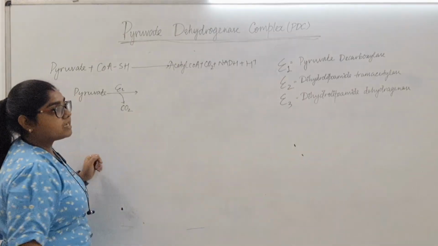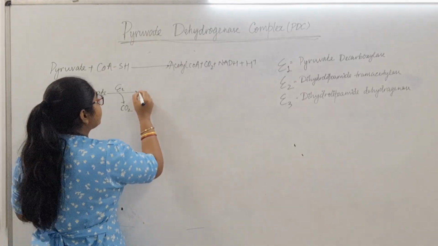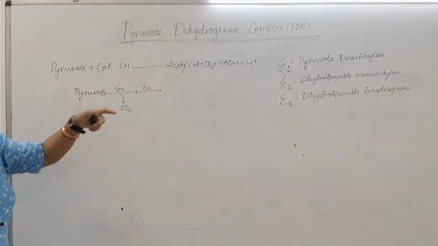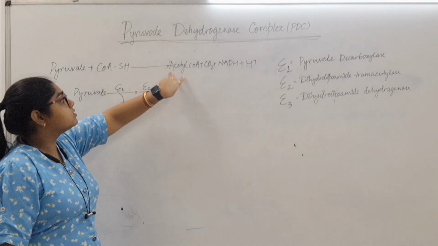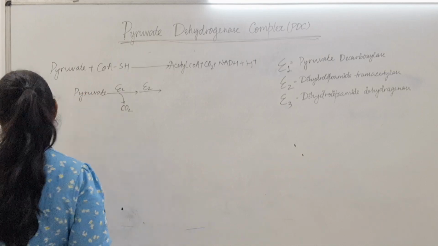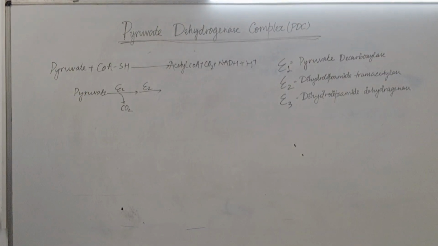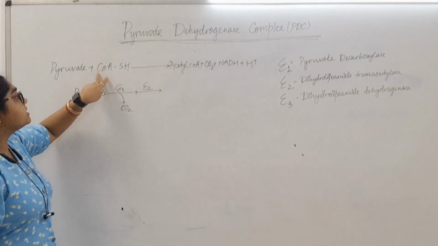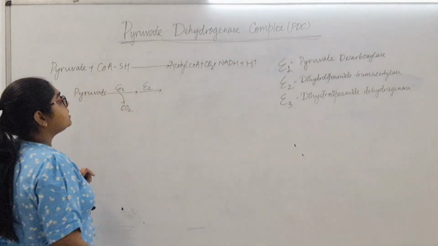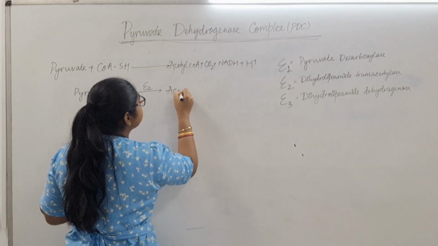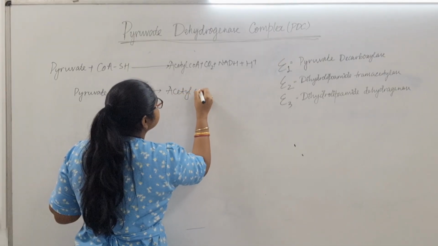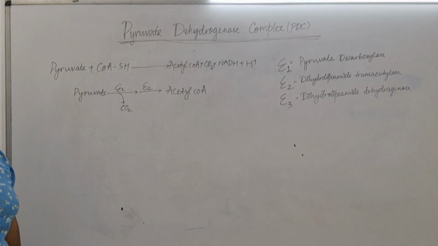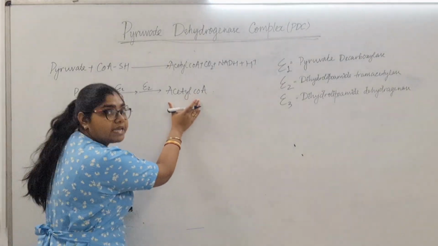It releases the carbon dioxide. At the same time, next, the E2 enzyme will transfer the acetyl group to the coenzyme A group, and here it will produce acetyl coenzyme A, the final product of the pyruvate dehydrogenase complex, which will enter into the Krebs cycle.